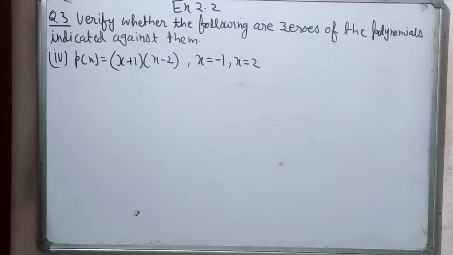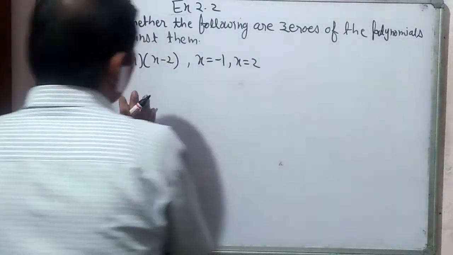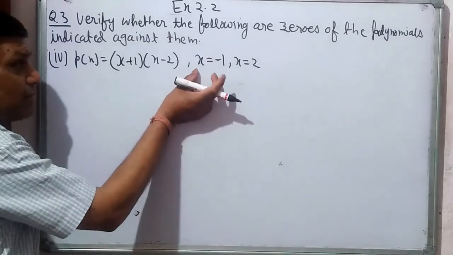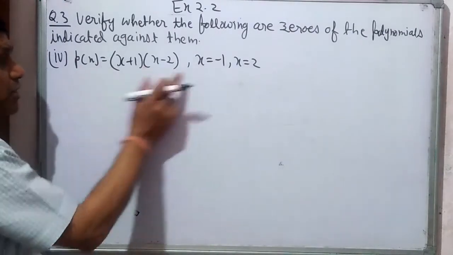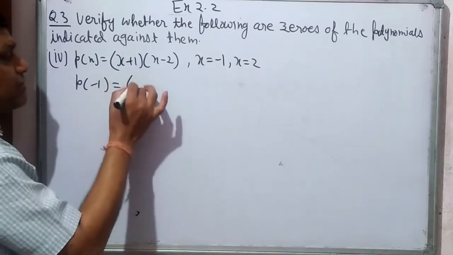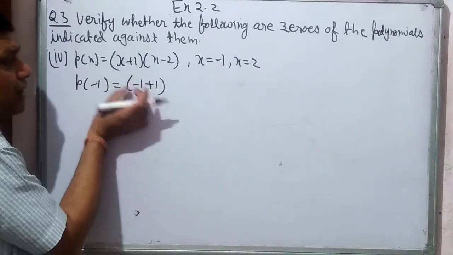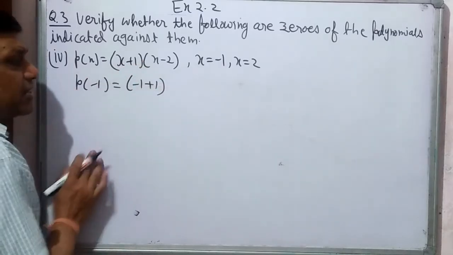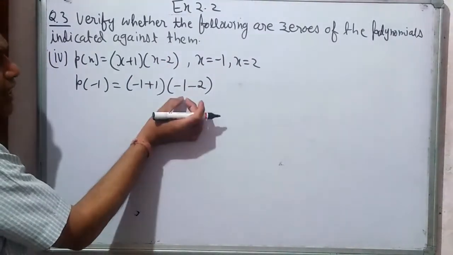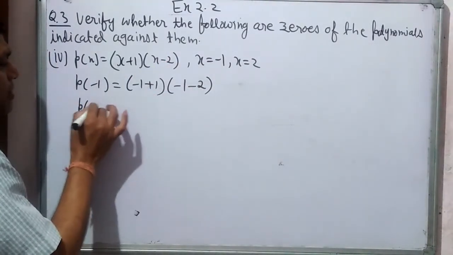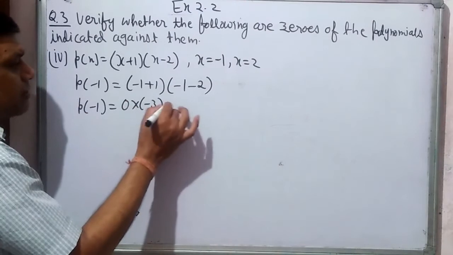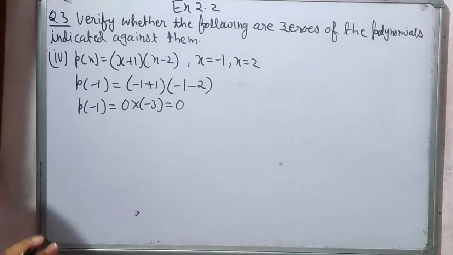Dear students, in the fourth part, the polynomial is given to be x plus 1 multiplied with x minus 2. And the values we are given are minus 1 and 2. First we will verify for minus 1. So we can say the polynomial's value at minus 1 should be minus 1 plus 1, this minus 1 is for x, this plus 1 was in the question, multiplied with minus 1 minus 2, in place of x, minus 1. What we get is minus 1 plus 1 is 0 multiplied with minus 3. But eventually it gives us 0.